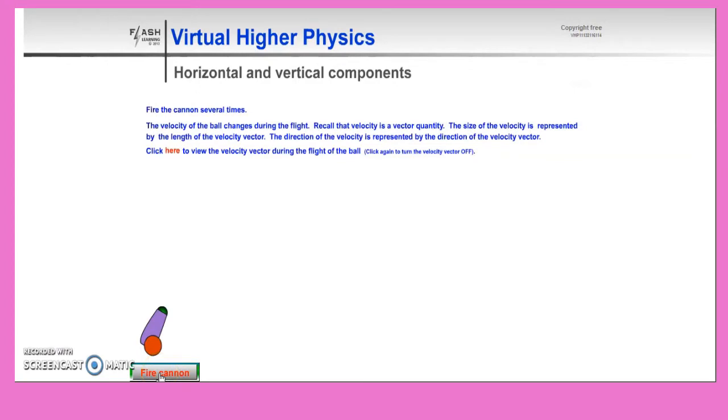A cannonball is an example of a projectile, so let's have a look. So the arrow on that cannonball shows the direction of the resultant velocity. So I'm just going to play that again. And you can see how the magnitude and the direction of that resultant velocity changes during its journey.